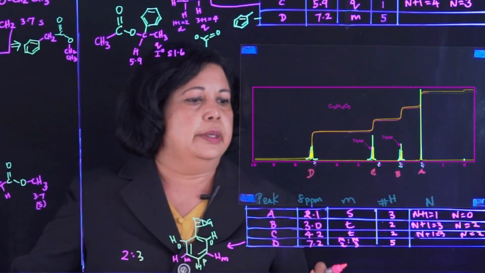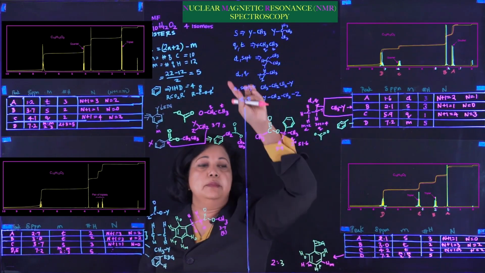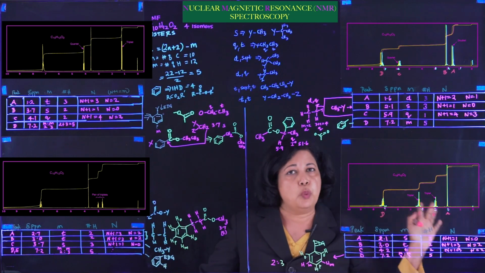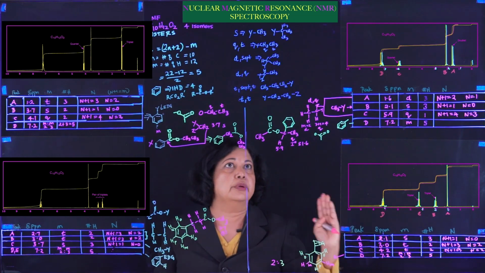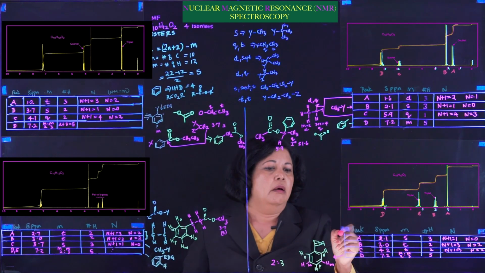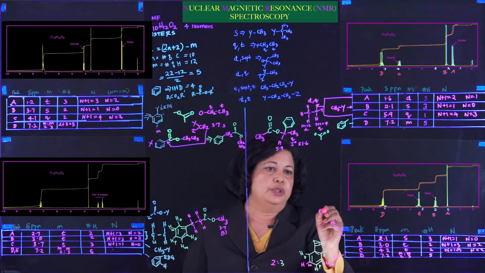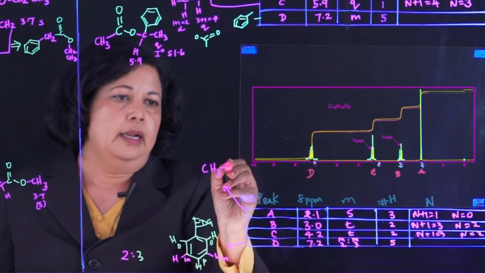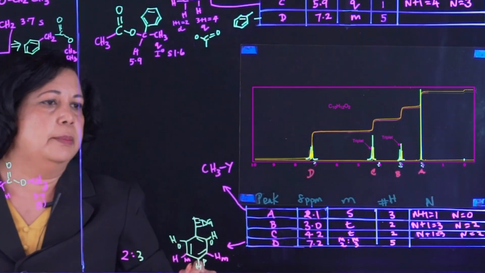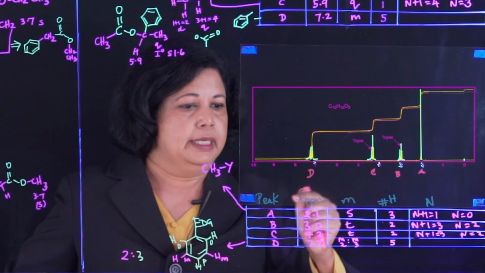What else do we know? Let's take A, singlet 3 hydrogens. You've seen that. That's a methyl group, and it's at 2.1, which means we know it's not directly connected to an oxygen. It could be next to a carbonyl, or it could be next to a benzene. So CH3, I'll put a Y. Okay, it could be carbonyl or benzene, but it's not connected to an oxygen, because then that would make it very much more de-shielded.